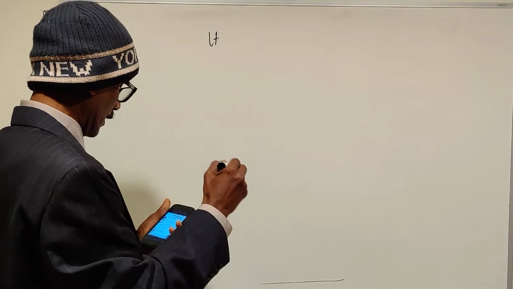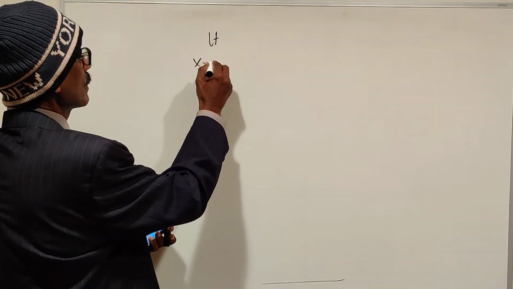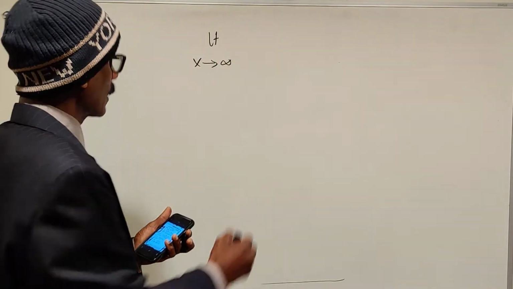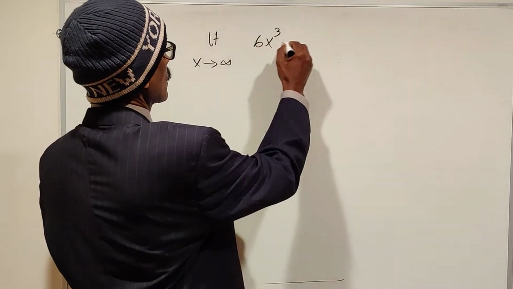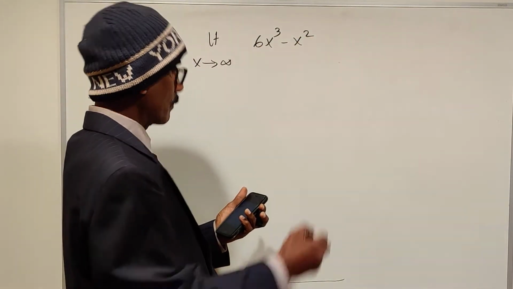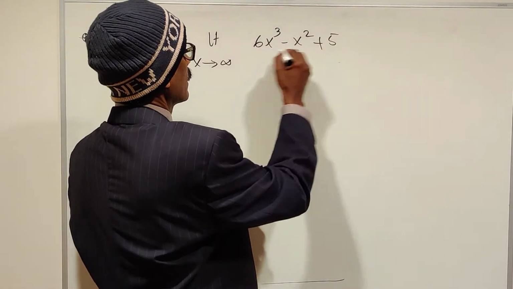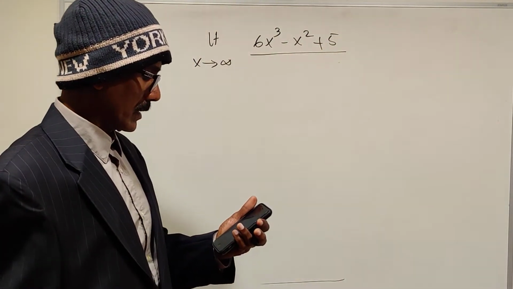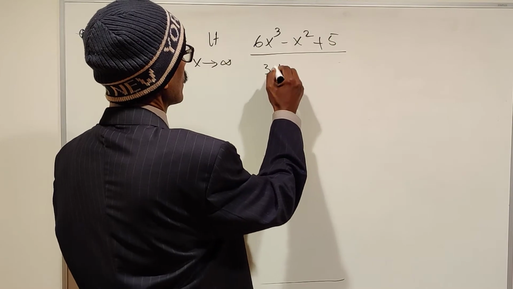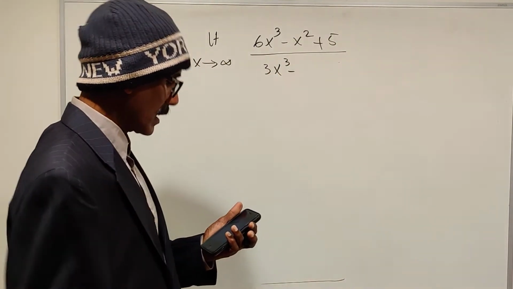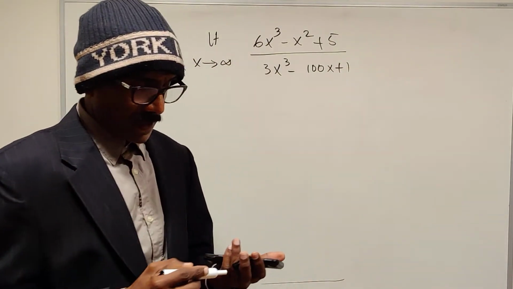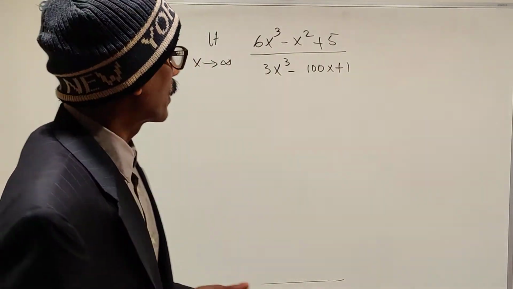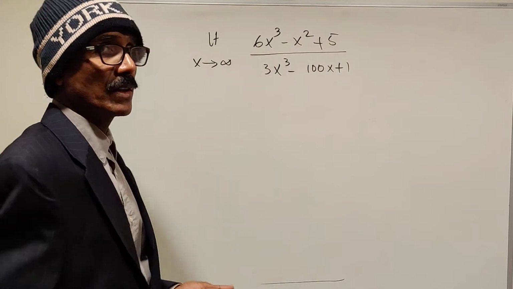Limit x tends to infinity, (6x cube minus x square plus 5) divided by (3x cube minus 100x plus 1). See, this is a special type of problem because the limit extends to infinity.